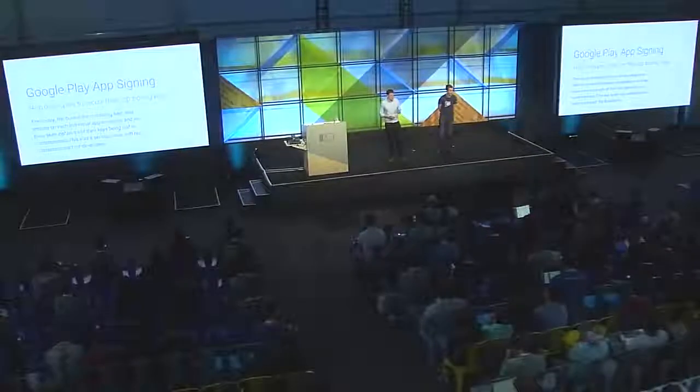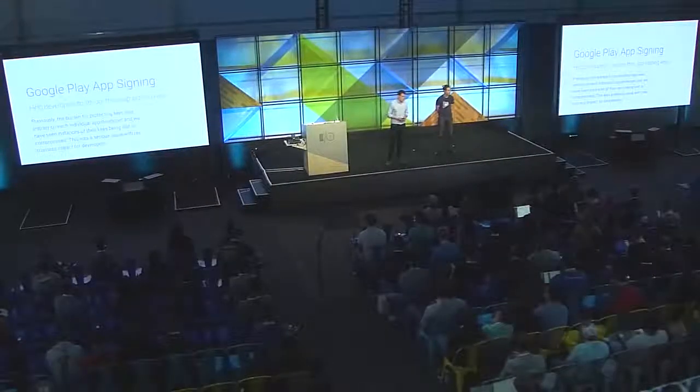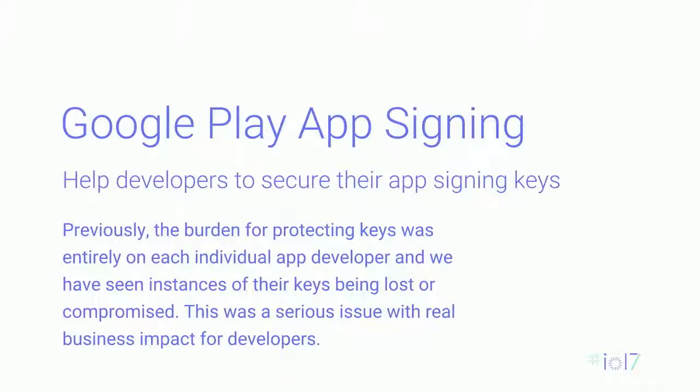So that's why we've been working on a solution. You may have heard that we launched this product. App signing is an optional program for developers that provides a secure means of handling your APK signing key. Previously, the burden for signing and protecting keys was entirely on each individual app developer. And we've seen instances of keys being lost or compromised, and in those situations, there was nothing that we could do to help. With Google Play app signing, developers' keys are stored on Google's infrastructure, and developers benefit from Google's ongoing investment in technical security.